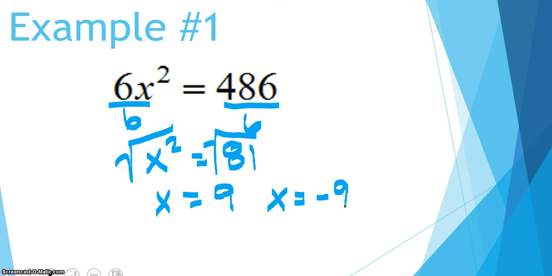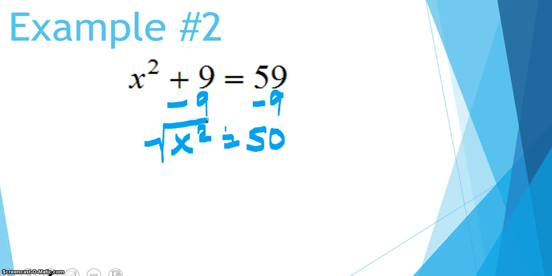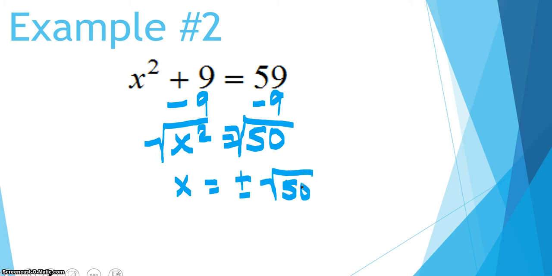So let's do another example. So here, we've got x squared plus 9 equals 59. So if you're thinking of your order of operations backwards, you should subtract 9 first. Then you get x squared is equal to 50. Now you take the square root of both sides and you get x is equal to plus or minus the square root of 50. But I need to simplify my radical.